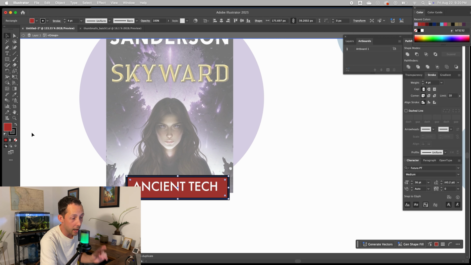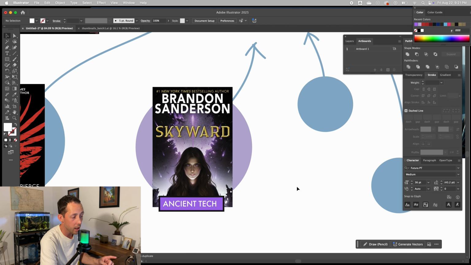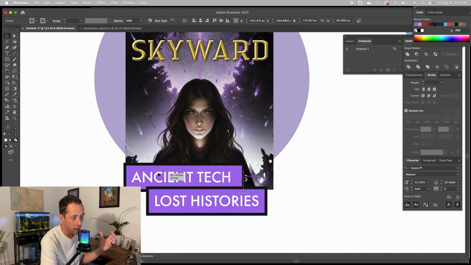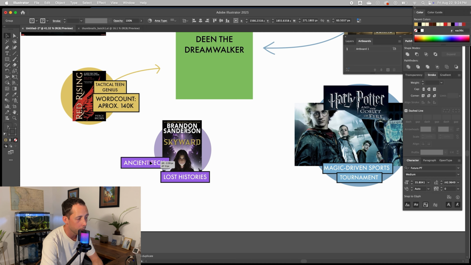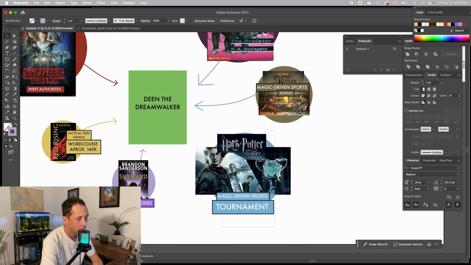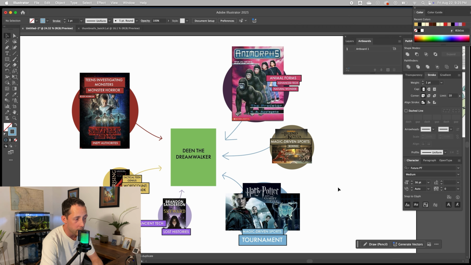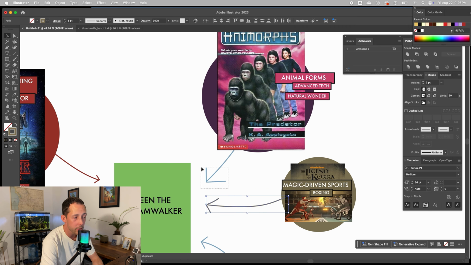You can see I've also added Brandon Sanderson's Skyward and Pierce Brown's Red Rising, and I've added tags for what those stories bring to the creation of my story. Now, for Animorphs, you can see the largest tag is animal forms.